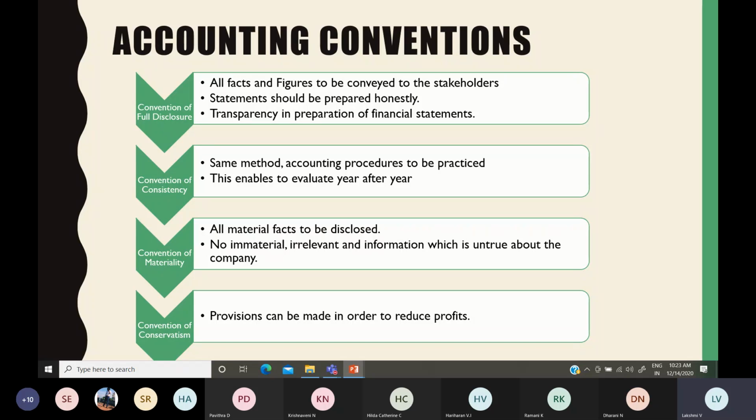They are generally given by GAAP. According to that, some professional bodies have given these kinds of guidelines which all businesses are required to adopt.